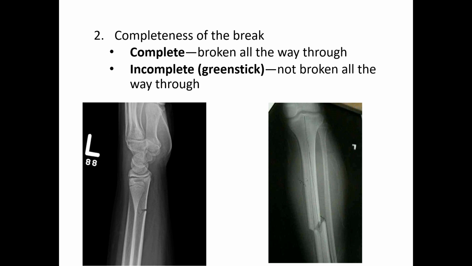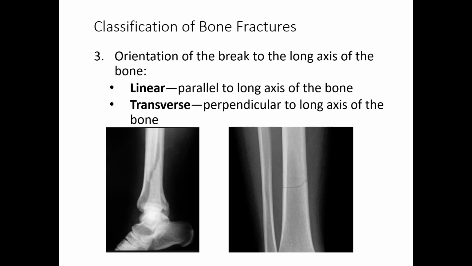Next one would be completeness of the break. A break can be complete, going all the way through the bone, separating it into two parts. Or it can be an incomplete break, or just a fracture. Very often it's called a greenstick fracture. It happens mostly in children. So it's just a cracked bone, not a broken bone.